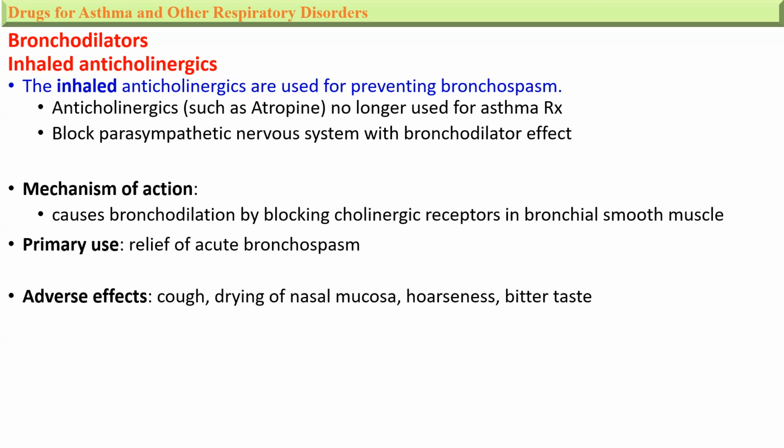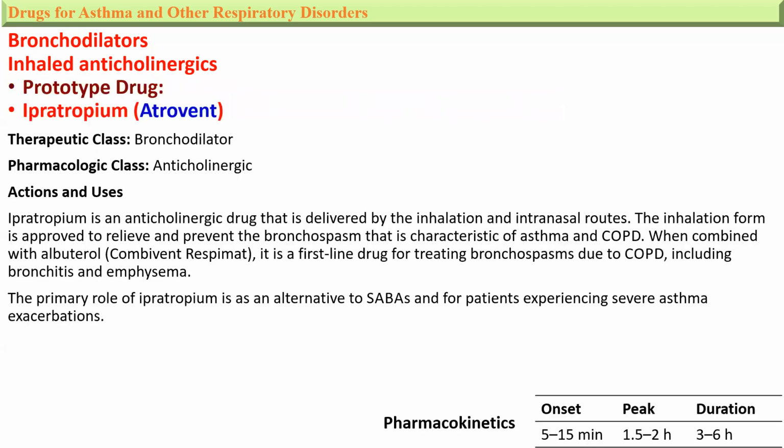They are also prescribed for chronic bronchitis and for symptomatic relief of nasal congestion, because they result in dryness. It's an anticholinergic drug, so it can be effective to treat symptomatic nasal congestion. The first drug among the anticholinergic inhalants is ipratropium, Atrovent.